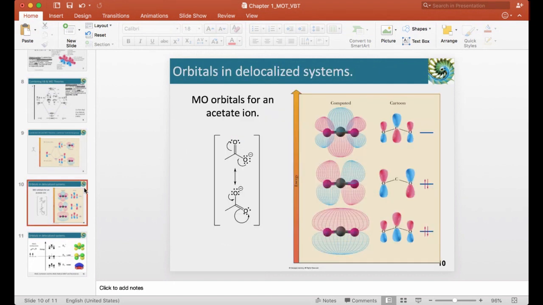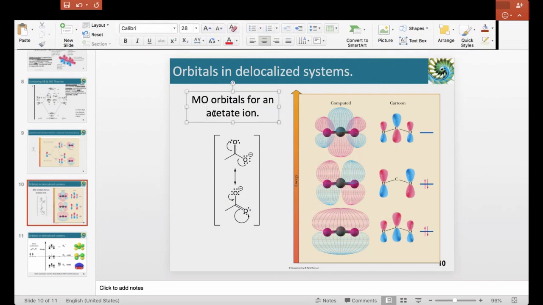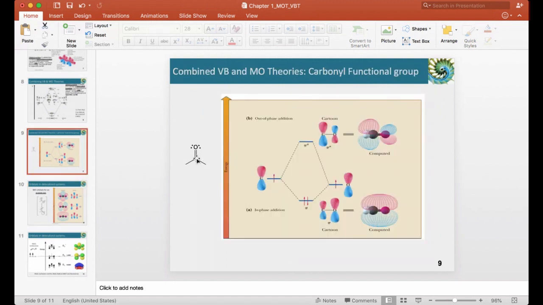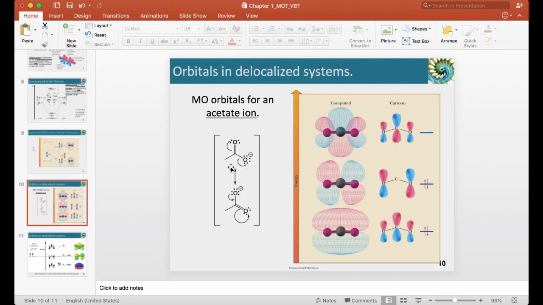So next I want to look into the acetate ion. Now this is the next level of complexity. Before, we were looking at 2 atoms, both sp2 hybridized, focusing on the pi bonds, looking at the p orbitals, building the molecular orbital. Now let's look at the acetate.